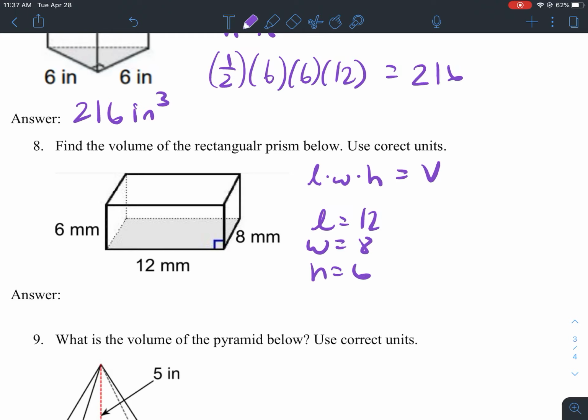So now that we've identified our variables, we're going to plug them in. We get 12 times 8 times 6. If you plug that into your calculator, you should get 576. And again, this is volume, which means it's going to be the unit cubed.